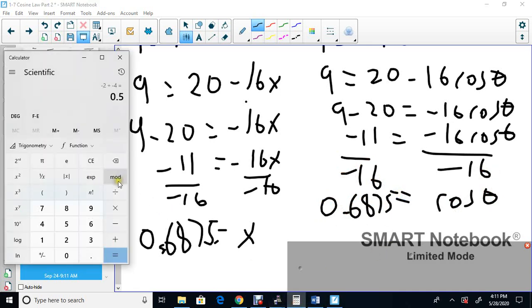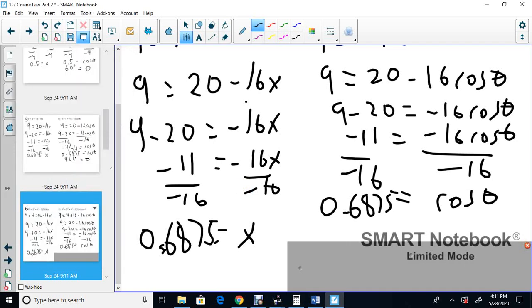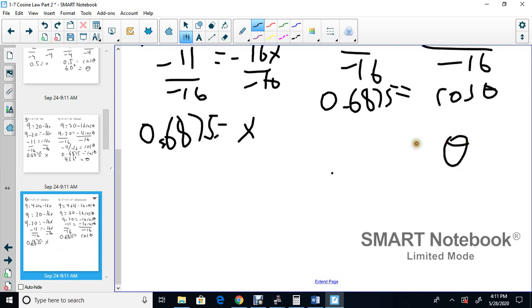You go to your calculator. I'll use this one. So you put 0.6875. You go second cos, and you get an angle of 46.6 degrees. So then you get theta equaling 46.6 degrees.